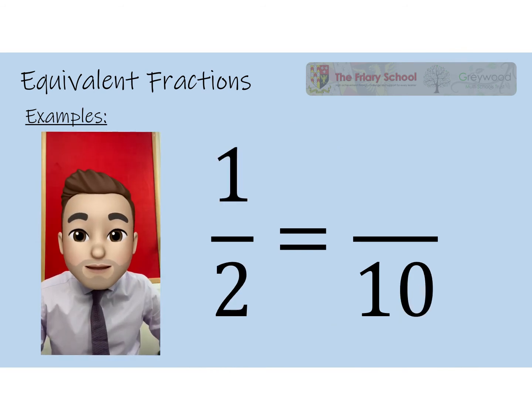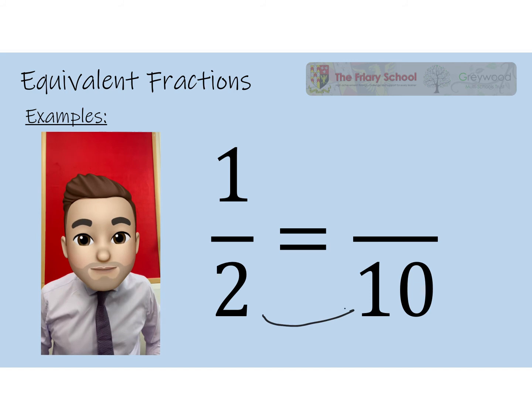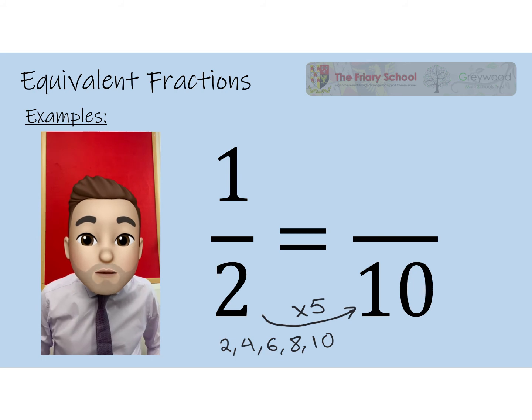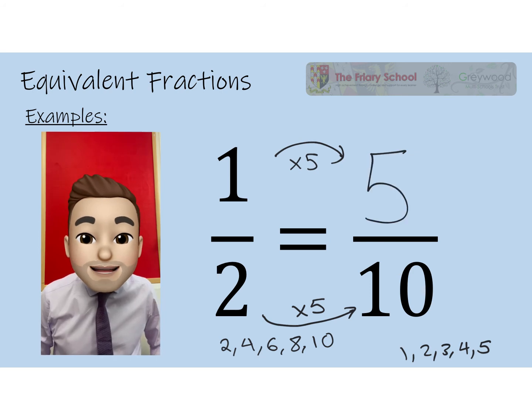Let's do another one. So we have a half is equal to something out of 10, or some amount of tenths. So 2 has been multiplied by something to get 10. So let's go up in our 2 times table. 2, 4, 6, 8, 10. So 2 has been multiplied by 5 to get 10. So therefore, the numerator, 1, must also be multiplied by 5. So 1 times 5, 1, 2, 3, 4, 5. So the numerator is 5. So therefore, 1/2 is equal to 5/10.